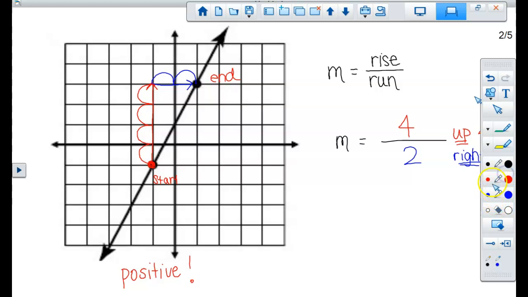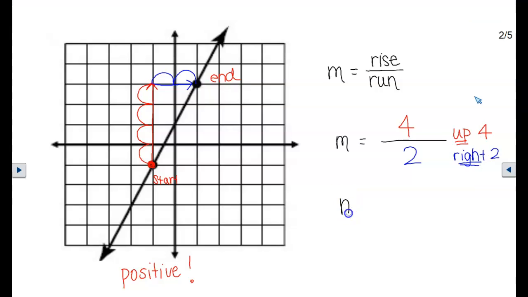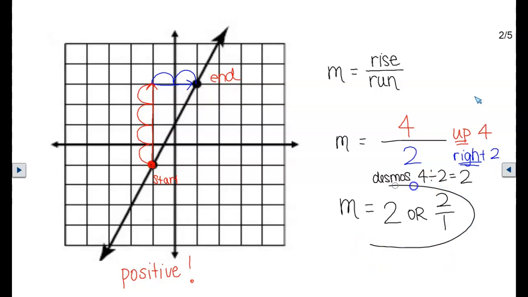Now remember, we need to simplify this if we can. So this is where you would go to your Desmos calculator and you would type in 4 divided by 2. 4 divided by 2 is 2, which is good, so the slope of this line is positive 2. Or, remember, if I want that as a fraction, I could make it 2 over 1. So rise 2, run 1.